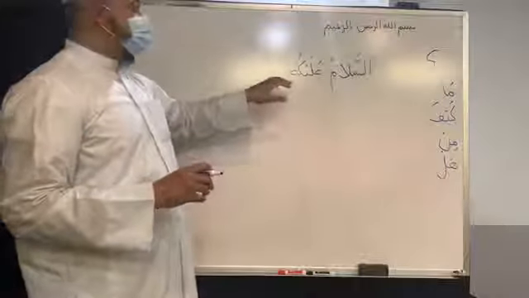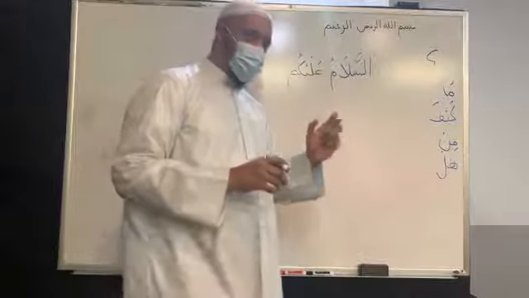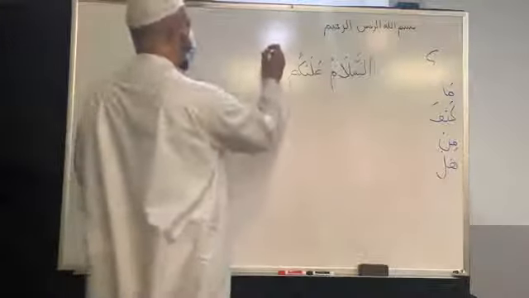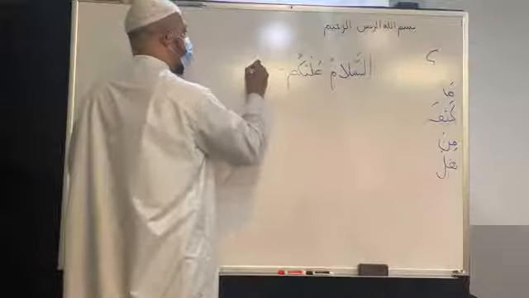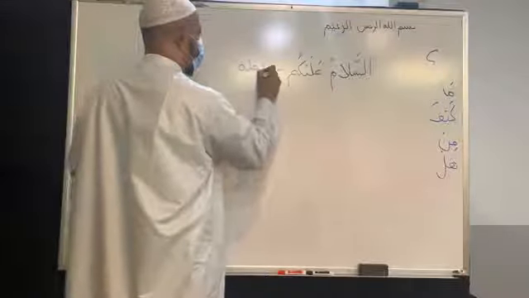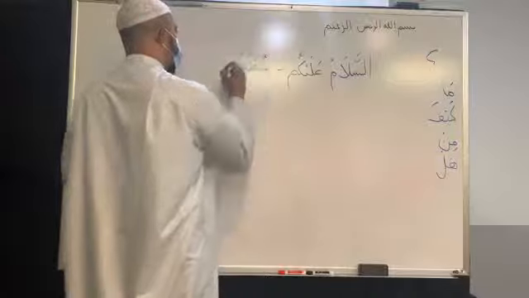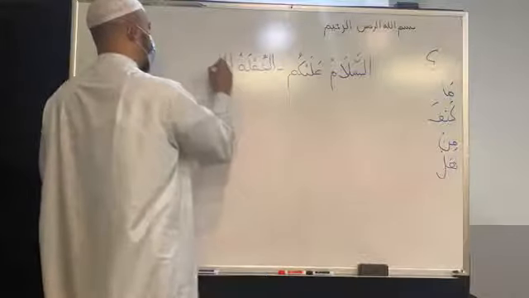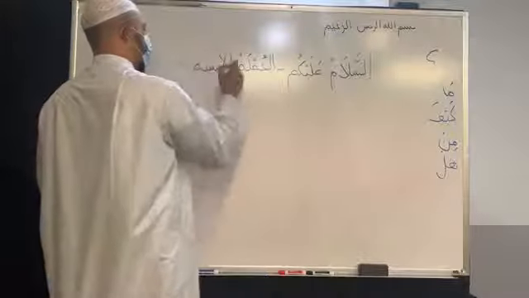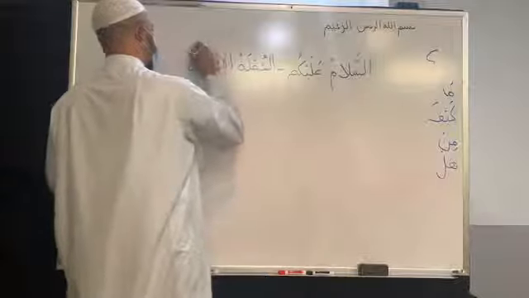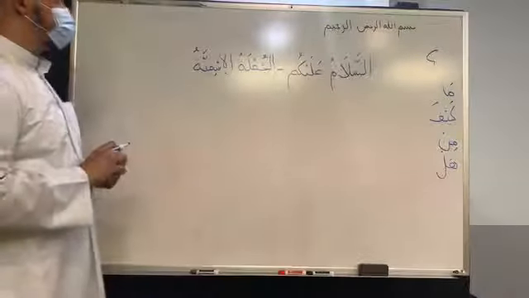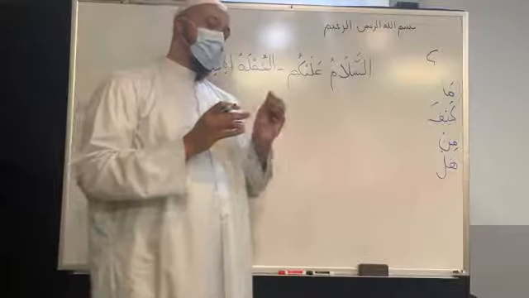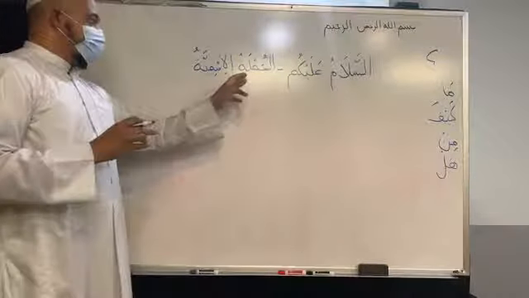So, the first thing you need to know is the jumlatu ismiya, okay? Al-jumlatu ismiya. Jumla is a group of kalimat, okay, that comes together with a meaning, okay? So it has to be complete.